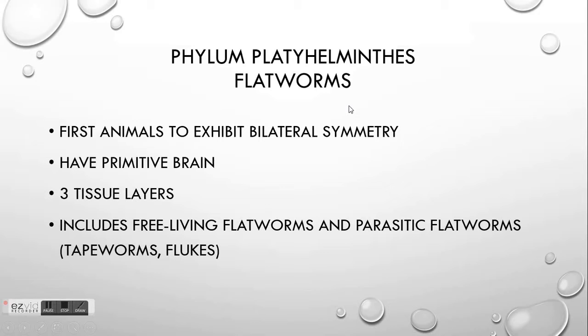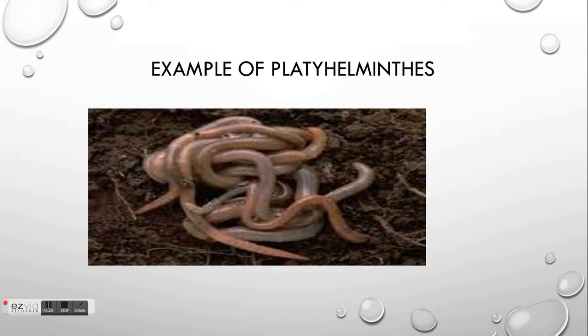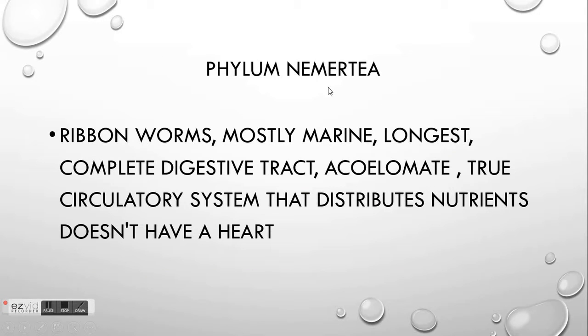Phylum Platyhelminthes, flatworms. They are the first animals to exhibit bilateral symmetry. As we saw, animals are differentiated also on symmetry. So these started with bilateral symmetry, three tissue layers, and they include... Here is an example of flatworms, kind of nasty looking, but it's fine.